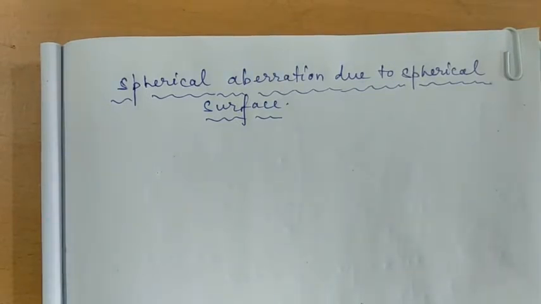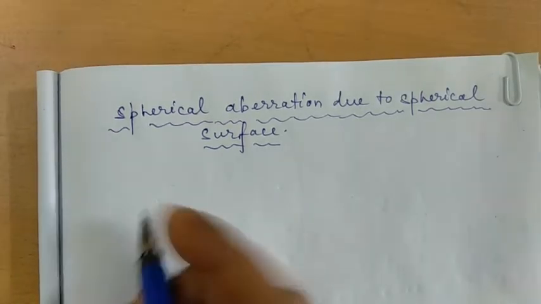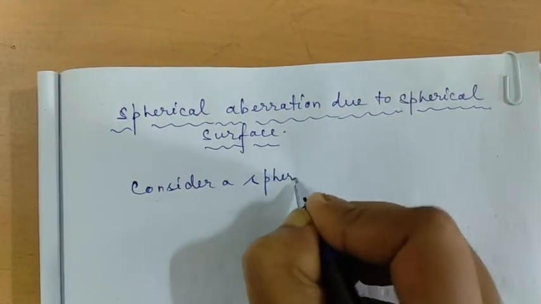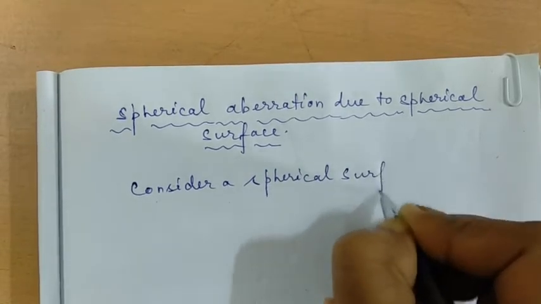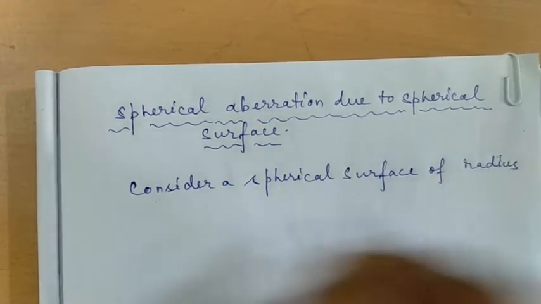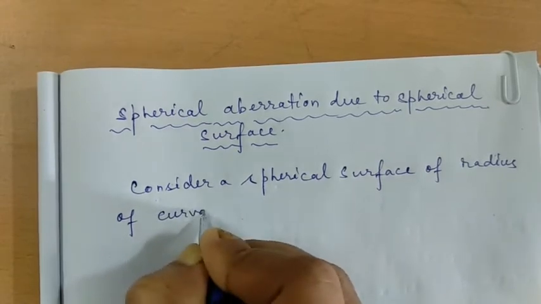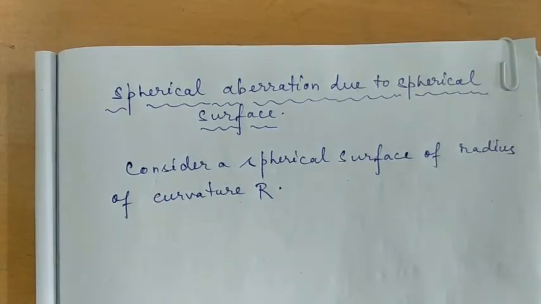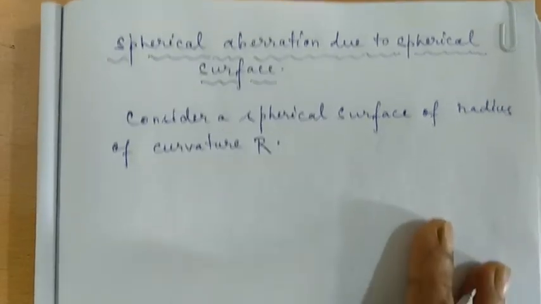Now to find the spherical aberration in a spherical surface, let us consider a spherical surface of radius of curvature capital R, and let a parallel ray of light be incident on the point P of the spherical surface at a height h from the axis. Now first let me draw the figure.